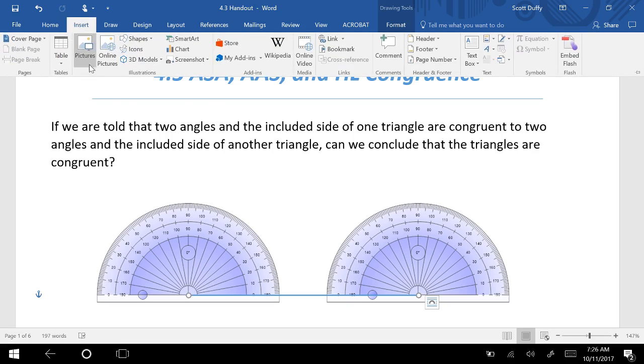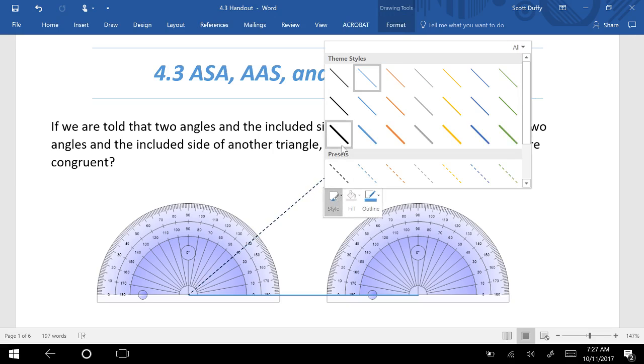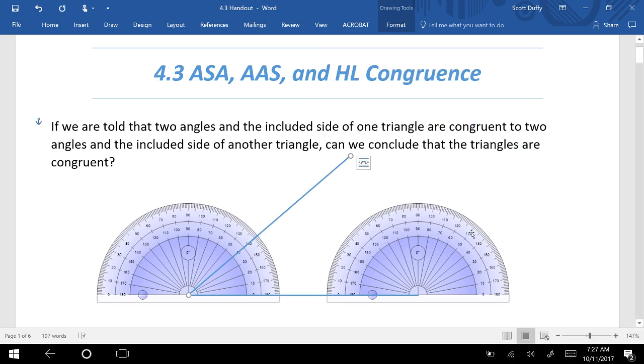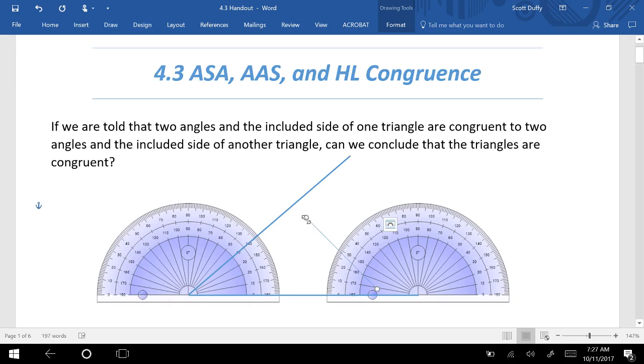So I'm going to insert a line. I'm going to connect it right there and then make it come off at 40 degrees. And then I want the other line that comes off forming this angle, let's say it's at 50 degrees. So I'm going to insert a line and set it up at 50 degrees.